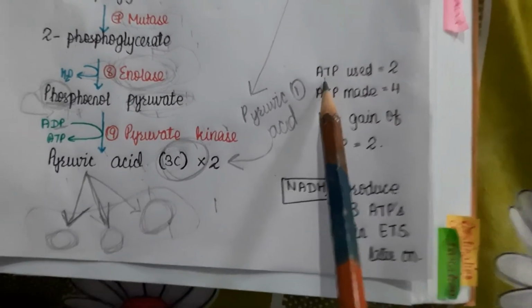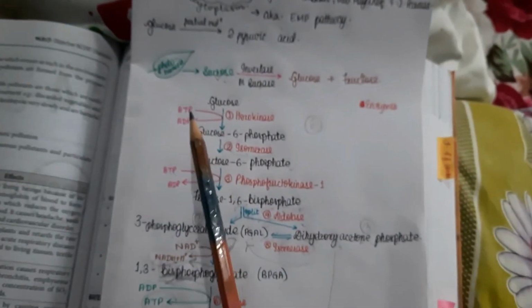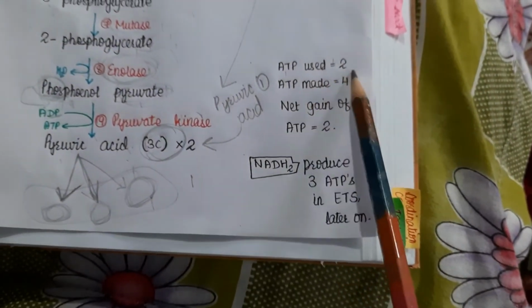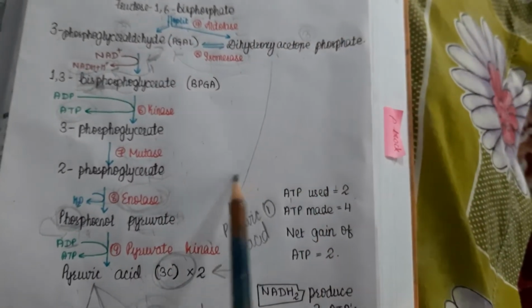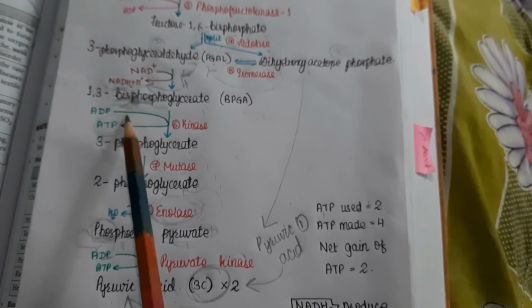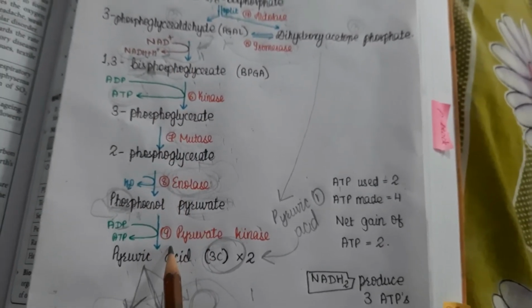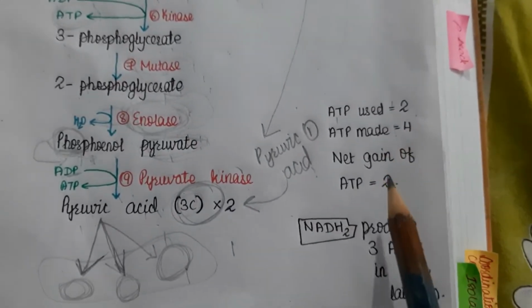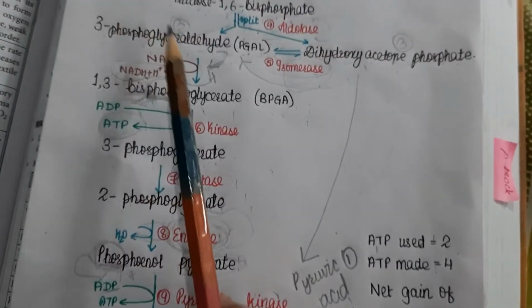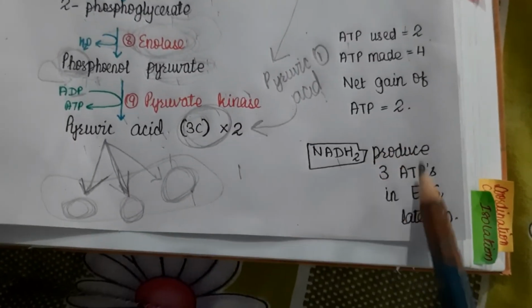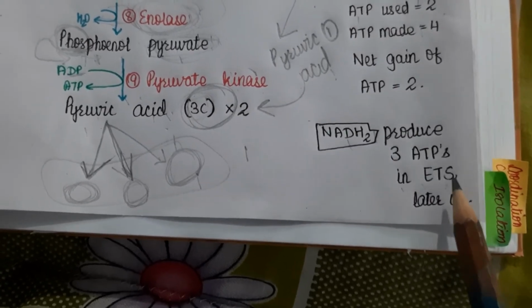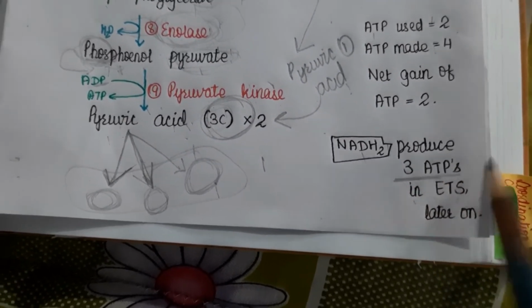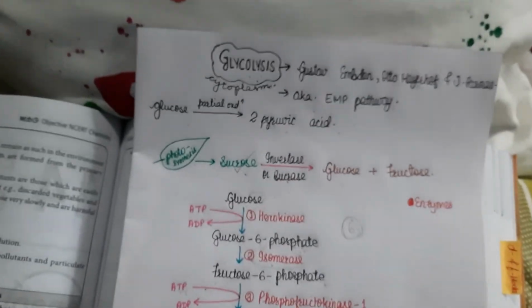So the ATP used in the glycolysis process is first here and here. So ATP used is 2 and ATP made is 4. Why? Because here 1, here 2, and from here also the same process occurs. Therefore 1 plus 1, 2, and again here 1 plus 1, 2. So total is 4. So net gain of ATP is 2, but the NADH2 being produced over here also goes to the ETS, the electron transport chain, later on and makes 3 ATP molecules. So this is all about glycolysis.